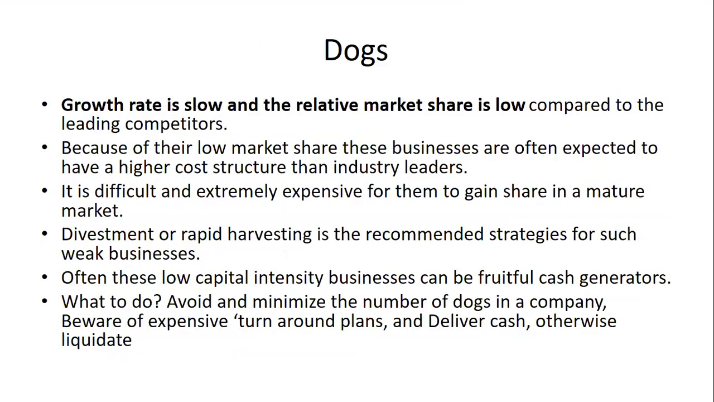Then comes the dog finally, that is the low growth business, and relative market share is also low. Because of low market share, it is expected to have a high cost structure. It is difficult and extremely expensive for them to gain share in a mature market. So it means they cannot go back. Disinvestment or rapid harvesting is one of the strategies for such weak businesses. Often these low capital intensity businesses can be fruitful cash generators.